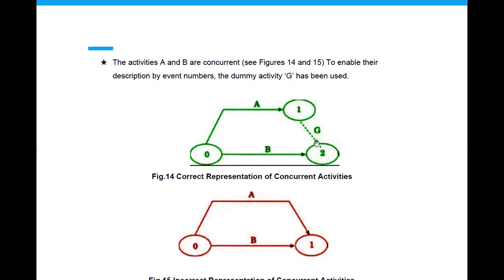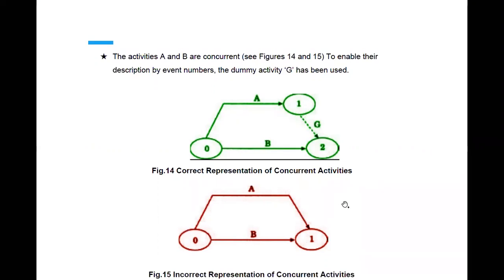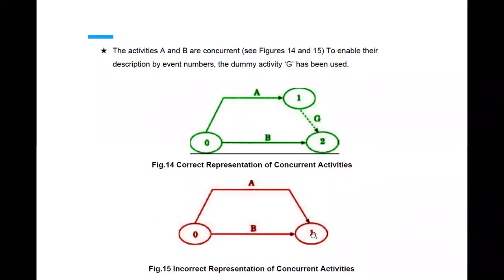In that way, you should use a dummy activity, so as to enable their description by the event numbers. If you see figure number 15, this is the incorrect representation.